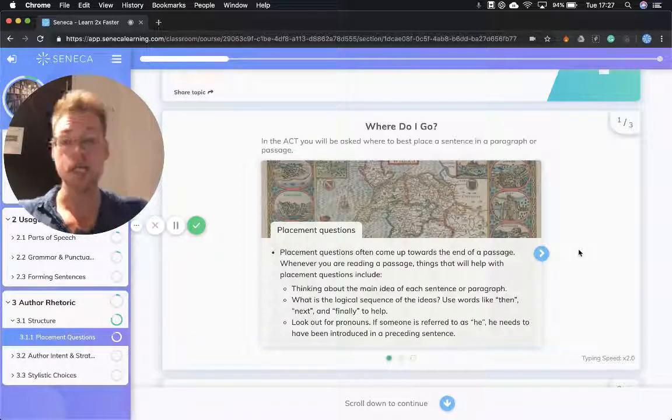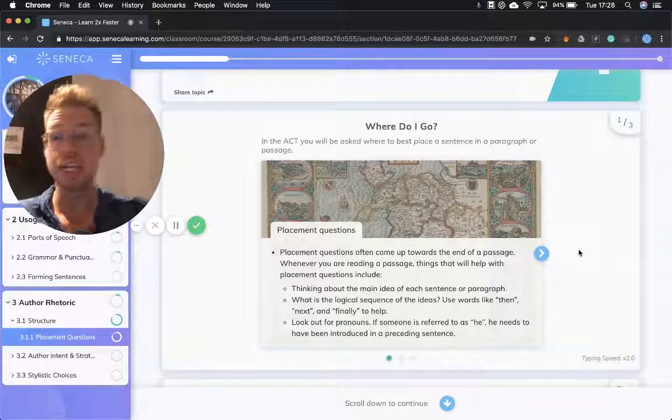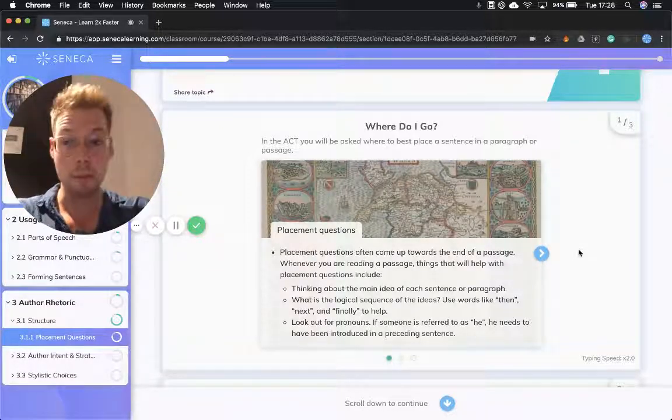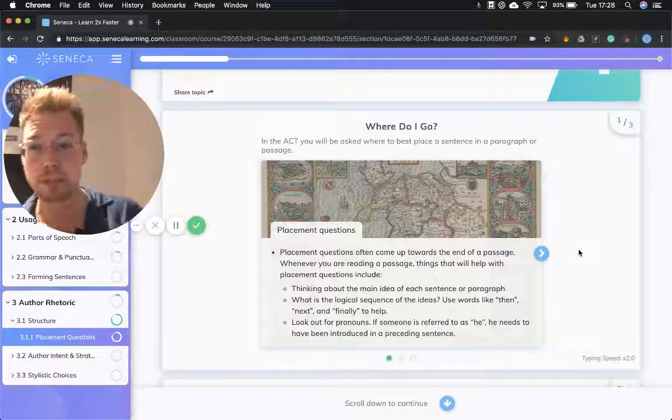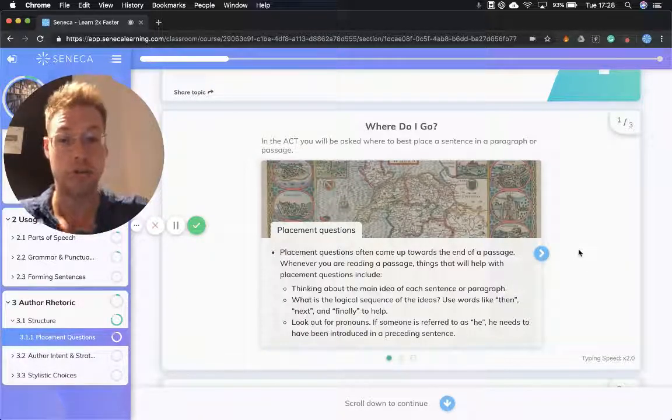What's a pronoun? A pronoun is something like he, she, it, they, them, and whatever you want it to be. Everyone can pick their own pronoun. That's the world we live in and should live in. But that's what a pronoun is.